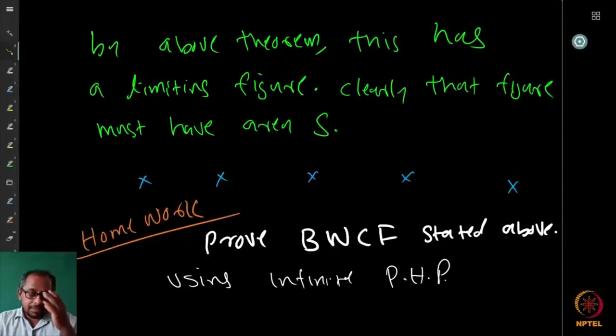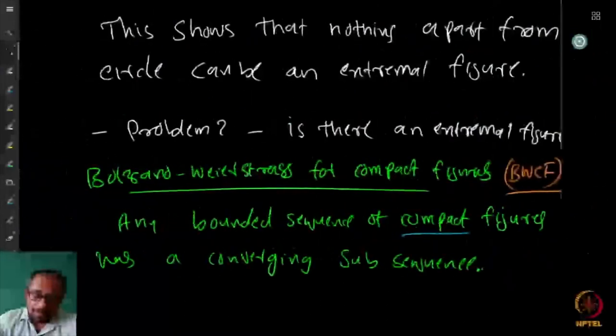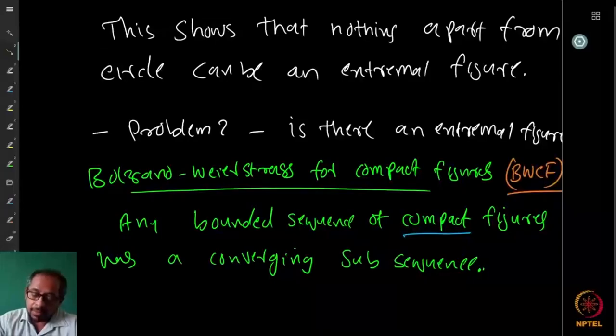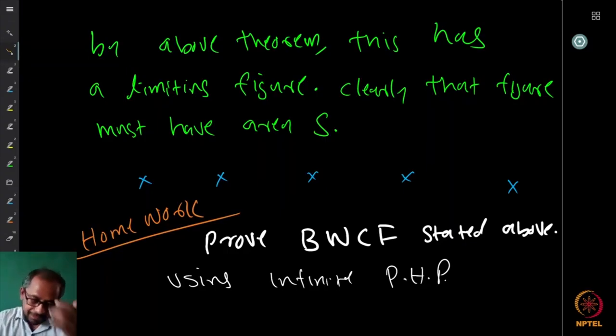Therefore, by the above theorem, we have a limiting figure. Clearly the figure must have area S. So by the Bolzano-Weierstrass theorem for compact figures, we can show that there is a limiting figure, and since we already know that the only possible limiting figure is the circle, we have a maximum there, and therefore the circle obtains the maximum area.